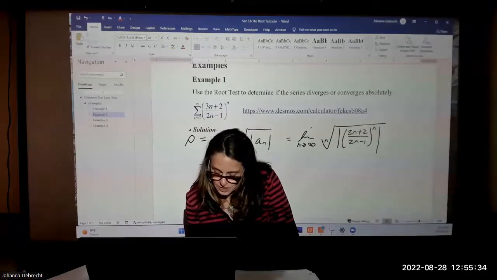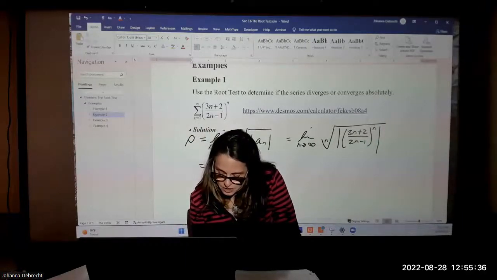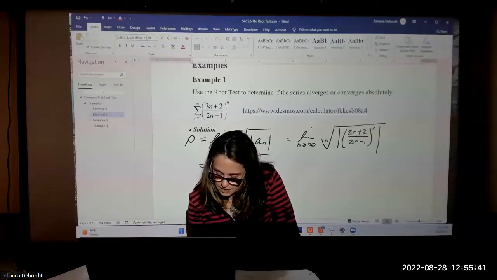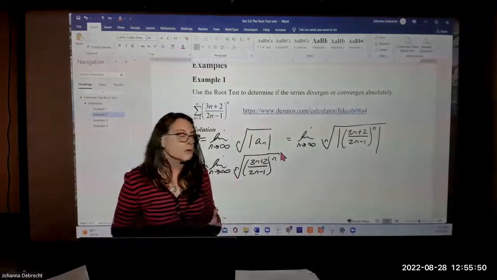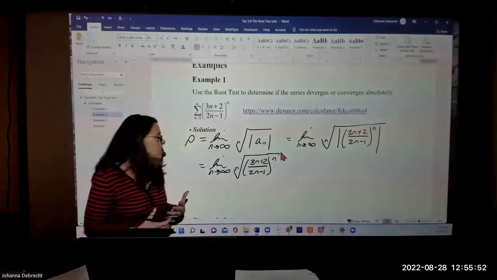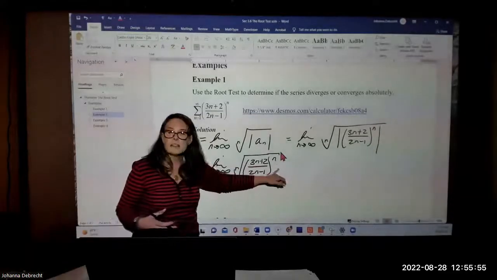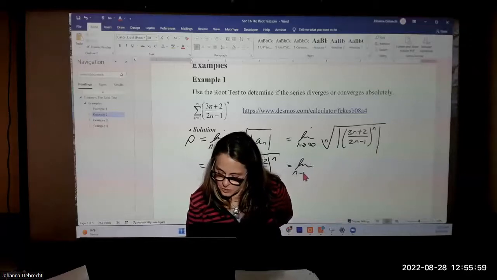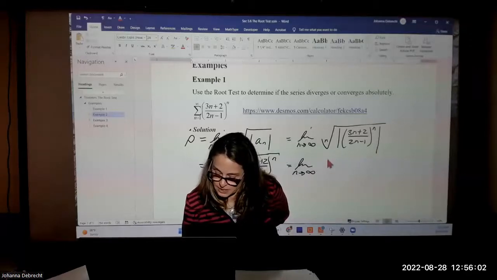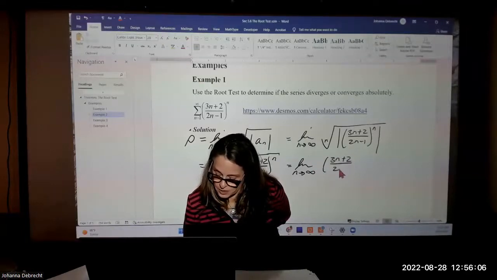And that is, of course, going to lead to the following expression, where the limit is still as n goes to infinity, and we have the nth root of 3n plus 2 divided by 2n minus 1 raised to the nth power. Now, you know the nth root is the 1 over nth power, and so this undoes that, and we're left with the limit as n goes to infinity of the sequence 3n plus 2 divided by 2n minus 1.